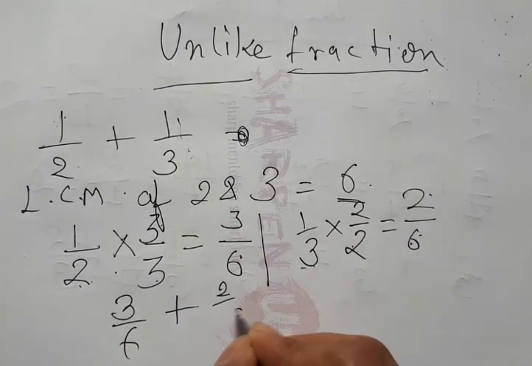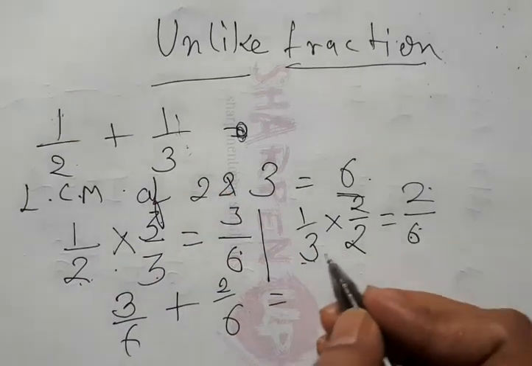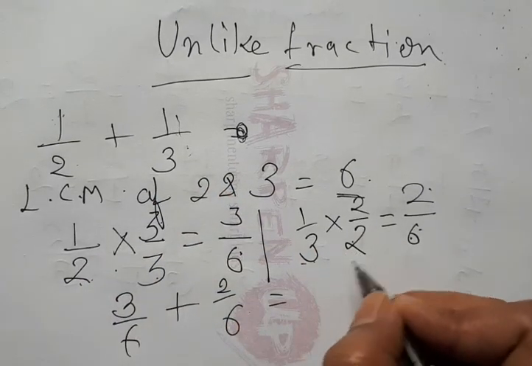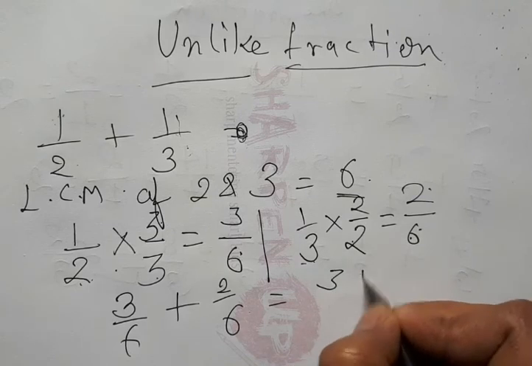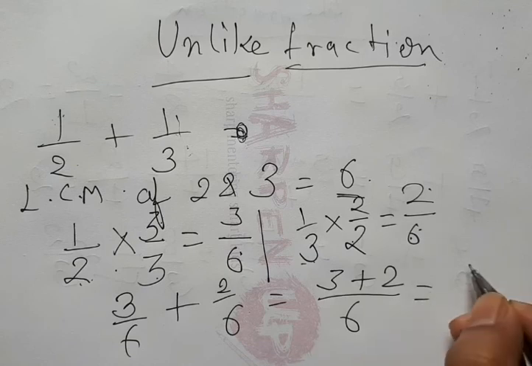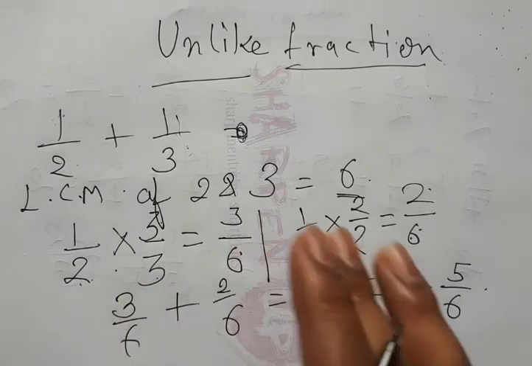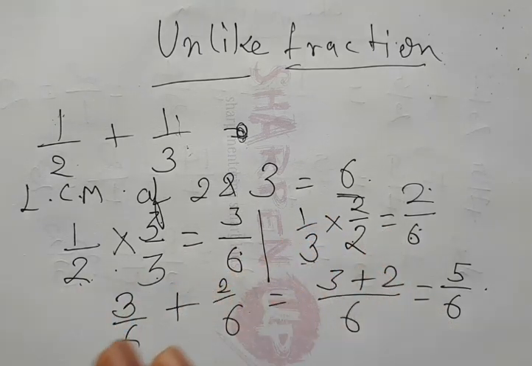That means we have converted the unlike fractions into like fractions. Adding like fractions is very easy. You just have to add the numerators. So 3 plus 2 upon 6 is 5 upon 6. See, it's very easy. In the same way, you can perform the subtraction.